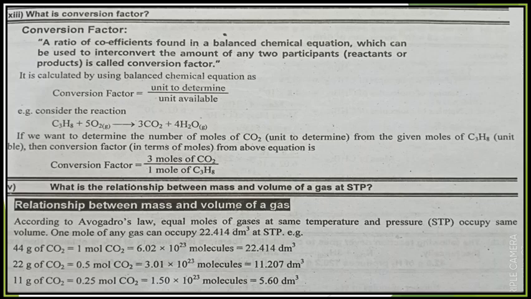And further the volume of the gas will be half. So you have to remember that according to Gay-Lussac's law, gases react in whole number ratios. And the value is 22.414 dm³ for each mole of the gas at STP.